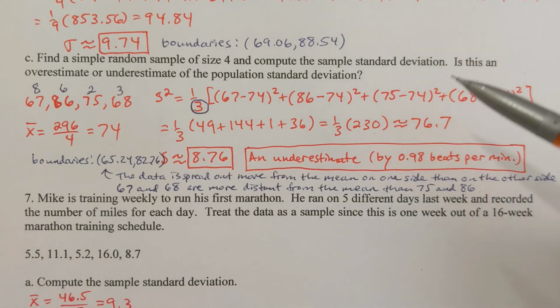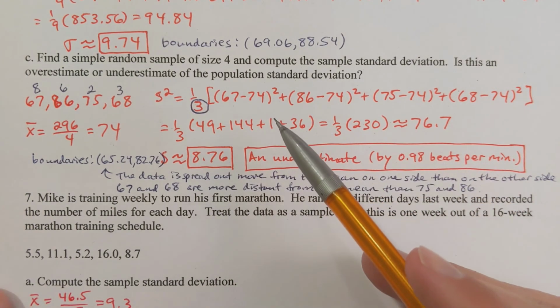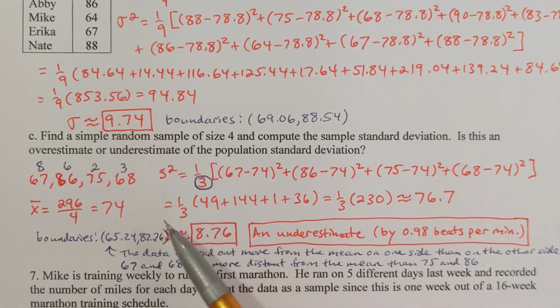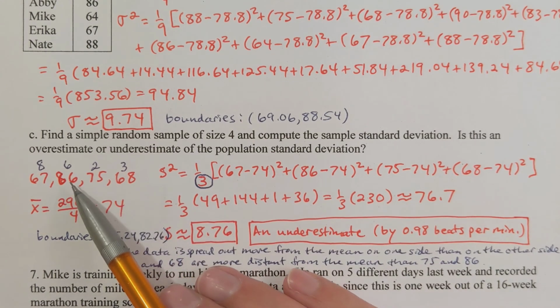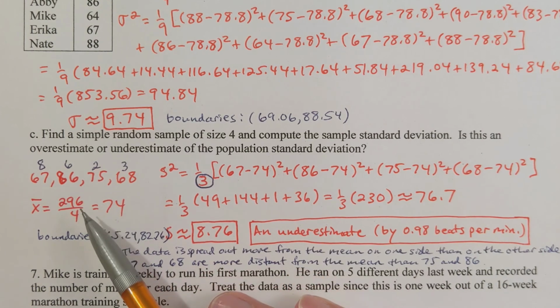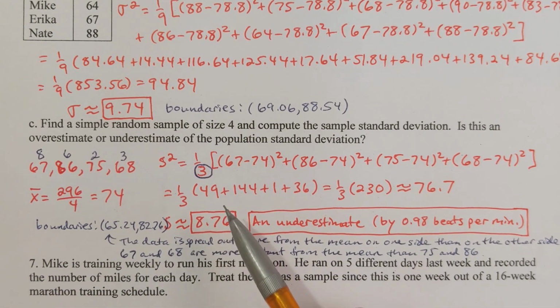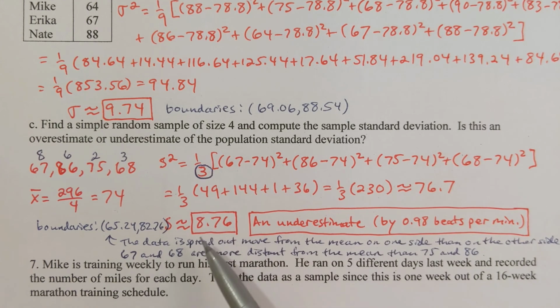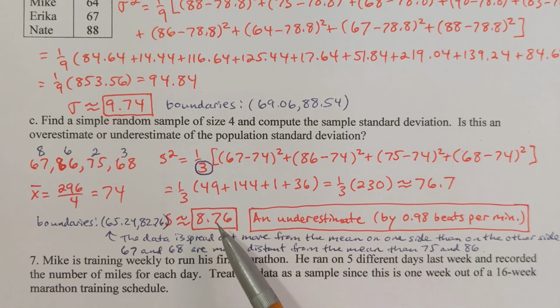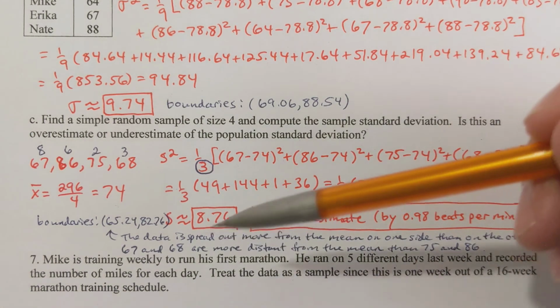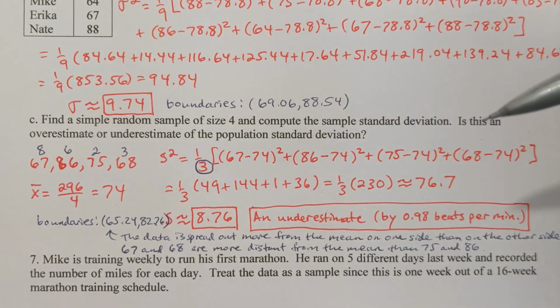With the range, and by the way, they weren't asking for the range here for the sample, but the range is something we can easily get. If I take 86 minus 67, that would be a range of 19. 19 is not a super huge number, not a super minuscule number, so I shouldn't get a standard deviation that is either one of those two extremes. And that's exactly what happened, 8.76. It's not a super huge number, not a super minuscule number. So to me, at least, this number sounds right.